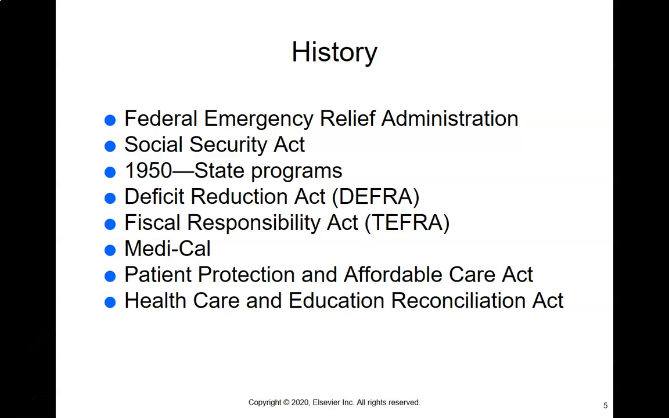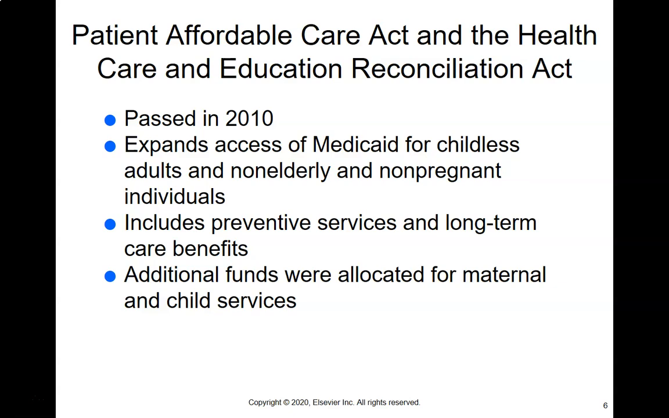The Patient Protection and Affordable Care Act and the Health Care and Education Reconciliation Act are discussed in more detail on the following slide. The Patient Protection and Affordable Care Act and the Health Care and Education Reconciliation Act was passed in 2010. It expands access to Medicaid for childless adults and non-elderly and non-pregnant individuals. It includes preventive services and long-term care benefits, and additional funds were allocated for maternal and child services.